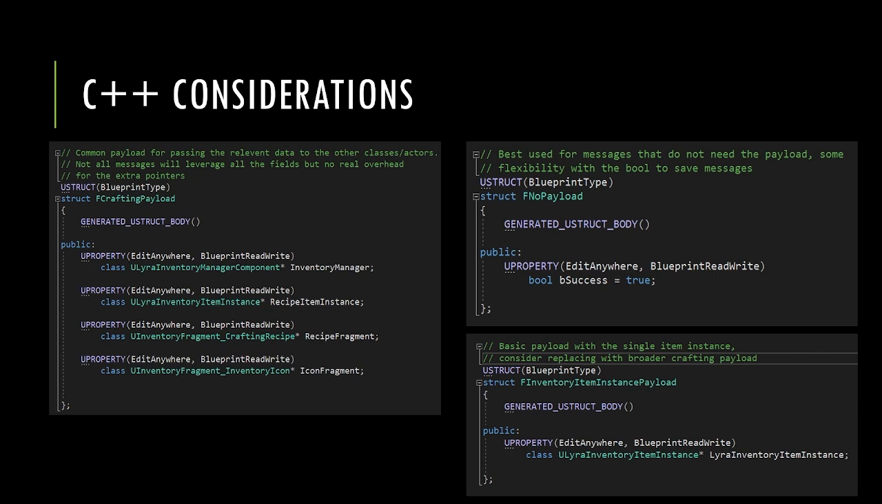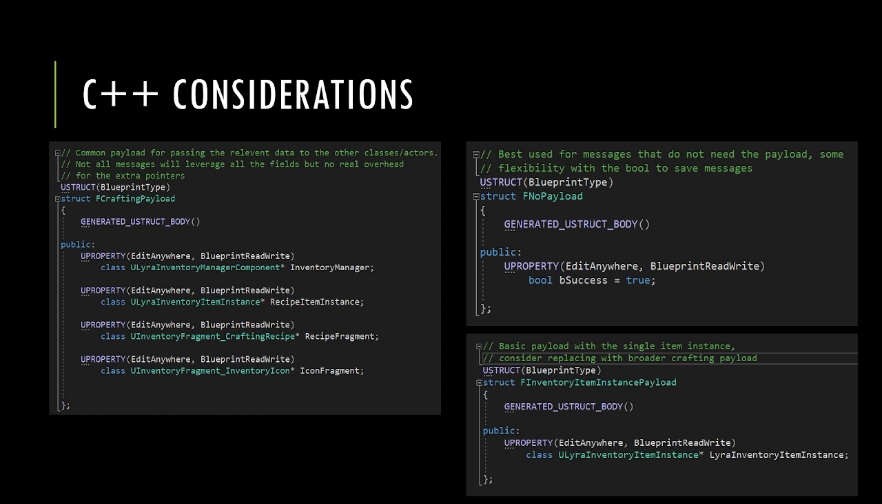The second one is a very simple, what we're calling no payload message that just passes a bool through, just for one field, but you really don't need to use it. And then the third one was our original inventory item instance payload, which we're going to deprecate because basically the crafting payload as we go forward will be the one payload, and we'll just end up using one of the pointers as opposed to all 4 of the pointers, and therefore we don't need the extra payload. So the first step was to define the payloads for the messaging, and those were those.